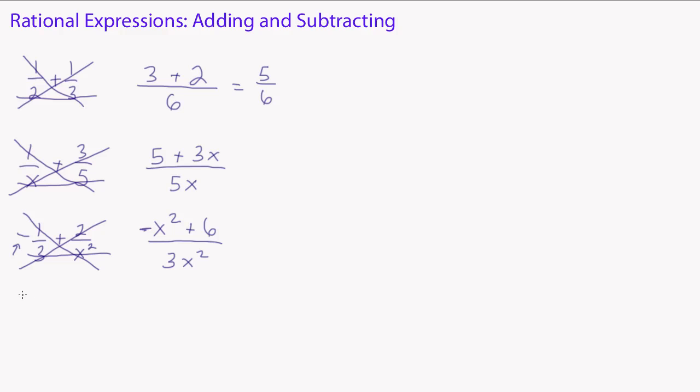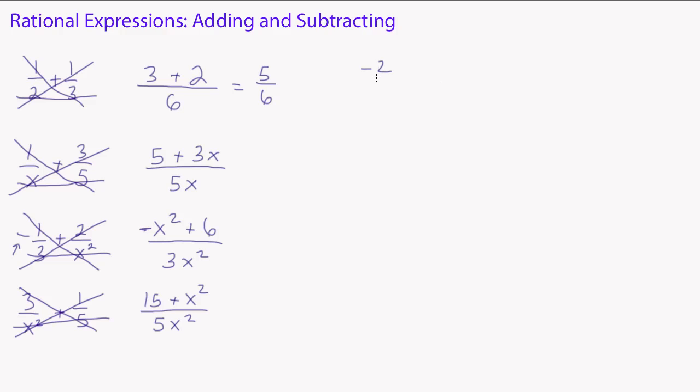Let's try this one. 3 over x squared plus 1 over 5. Again, 3 times 5, 15. x squared times 1 is x squared over 5 times x squared is 5x squared. There's a plus in the middle, and we're done right there. All right, let's try the next one.